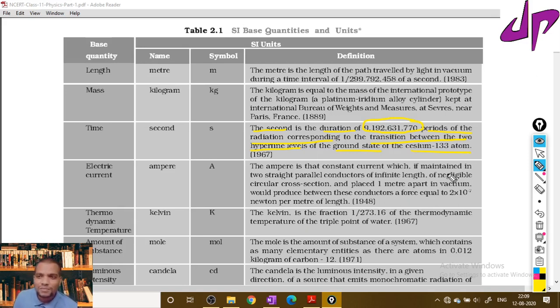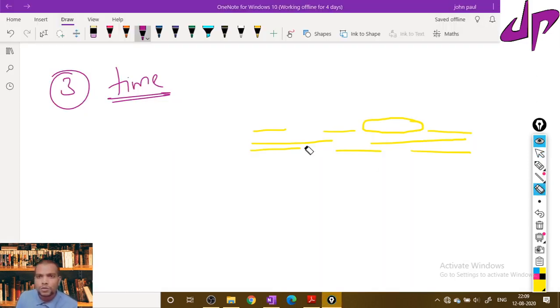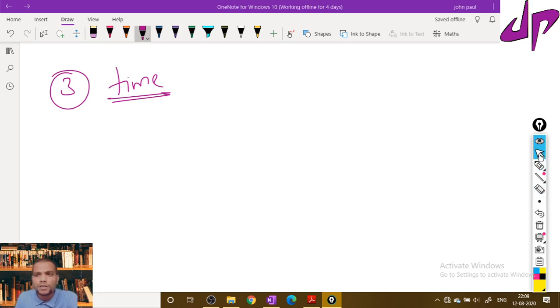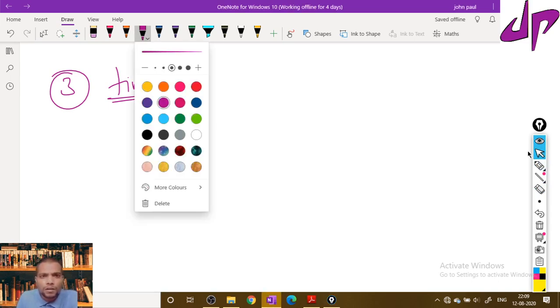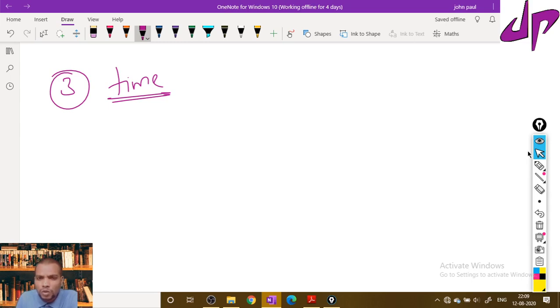So what exactly does it mean? To make you understand in simple language, suppose I take a cesium 133 atom. Cesium is in the periodic table, it is one of the atoms. Now it has two levels. Suppose you take level 1 and level 2, just like the hydrogen atom, you can just imagine. If you take this as the first orbit, this is the second orbit.